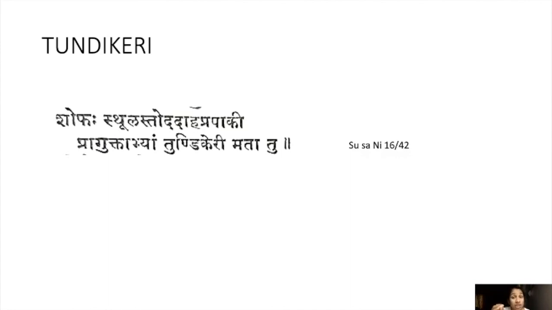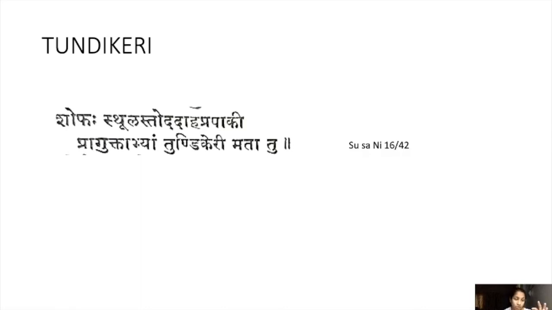So Galashundika is formed by the vitiation of Kapha and Rakta. So Prag Uktapyam. So in Tundikeri also there will be vitiation of Kapha and Rakta. So Tundikeri Madatu, that is known as Tundikeri. So because of the vitiation of Kapha and Rakta, there will be formation of a big swelling, that is Shofaha Stula, and along with that there will be Toda, Daha and Paka. Pain will be there, burning sensation will be there, and Paka, suppuration, will also be there. That disease is known as Tundikeri.